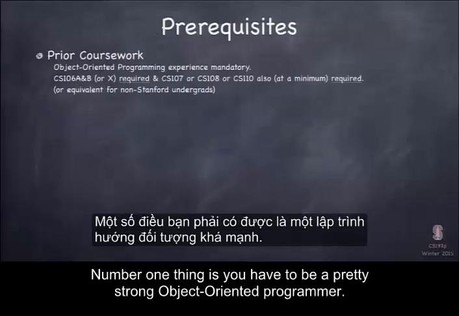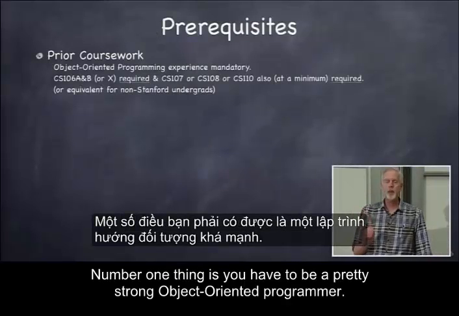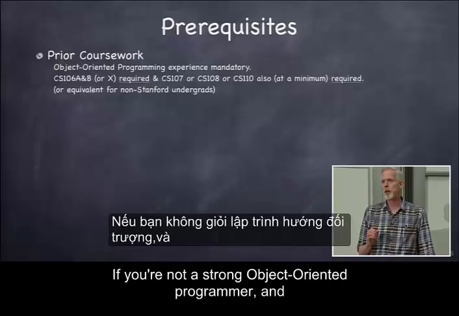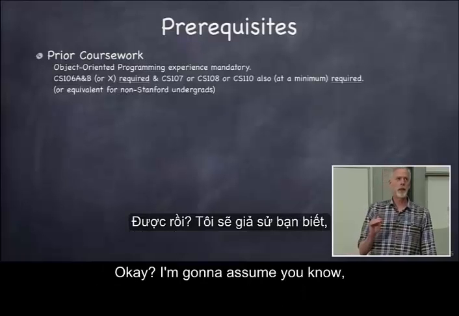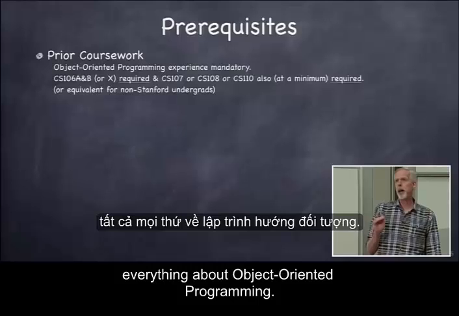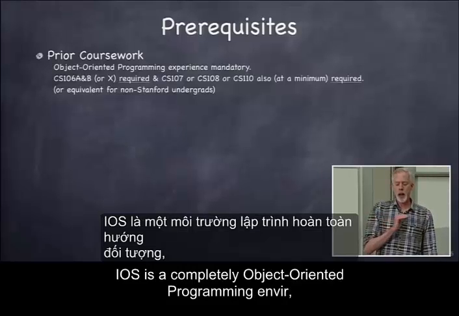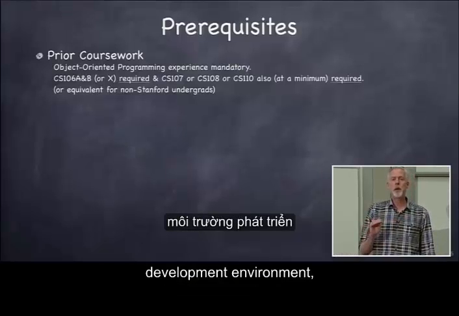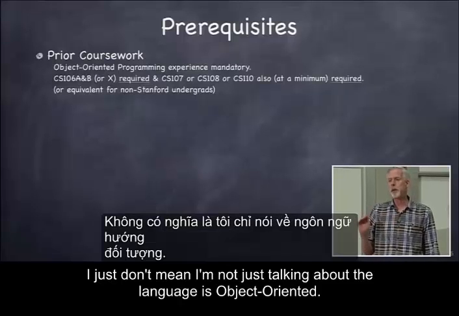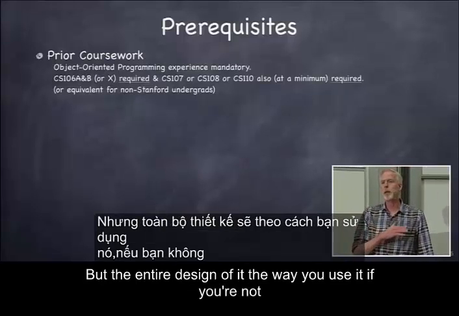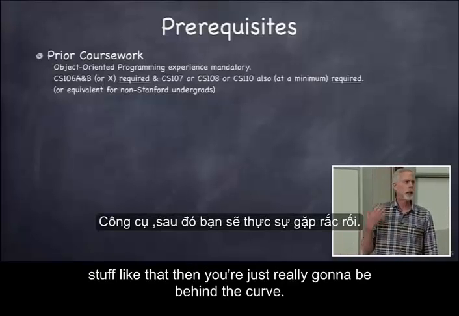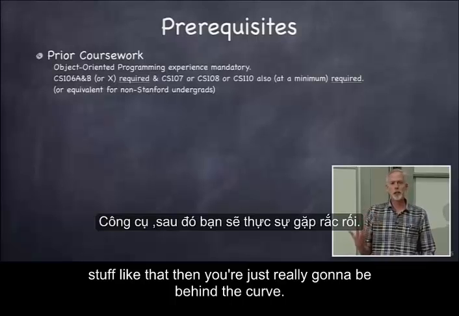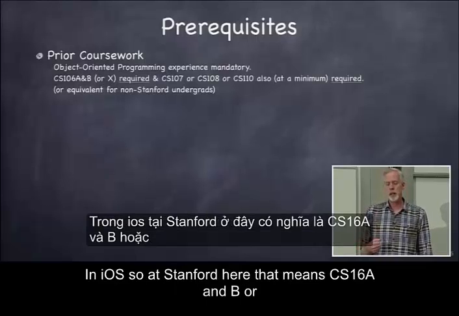The prerequisite of this class, number one thing is you have to be a pretty strong object-oriented programmer. If you're not a strong object-oriented programmer and you hit this class, you're probably going to go underwater pretty quick. Okay, I'm going to assume you know everything about object-oriented programming. iOS is a completely object-oriented programming development environment. And I'm not just talking about the language as object-oriented, but the entire design of it, the way you use it. If you're not comfortable with things like subclassing and stuff like that, then you're just really going to be behind the curve in iOS.